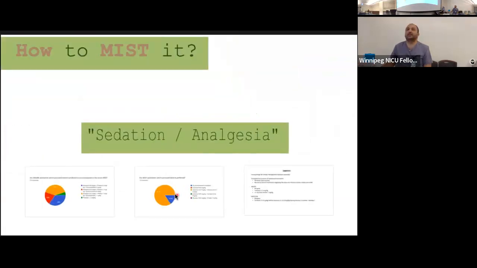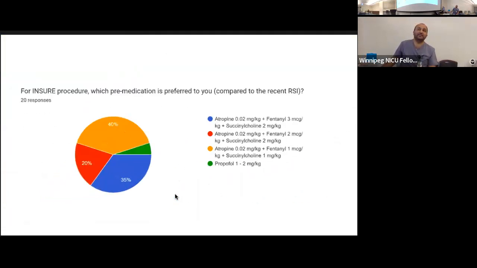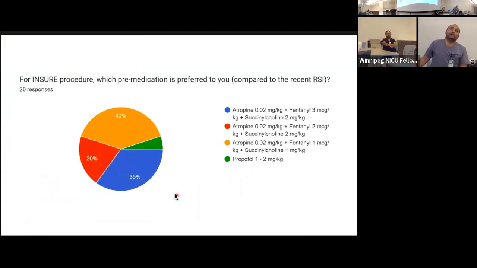The last part is about the method of surfactant administration, and discussion about pre-medication for MIST. So, speaking of Ensure, I included the Ensure in this study and in this survey. What we are giving is the blue one. Only a third of us are happy with what we are giving, the high doses of fentanyl and high doses of succinylcholine. That's why I invited the pharmacist to do this presentation and also to respond to the survey, thanks to some of them who responded.